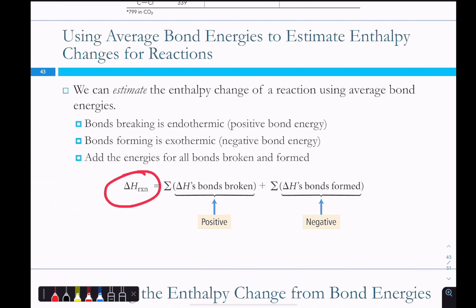So to calculate the delta H of reaction, we add up all of the average energies for the bonds broken, and we add it to the average energy for the bonds formed. The sum of all those energies.